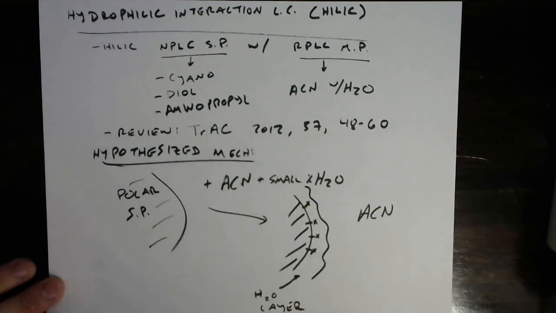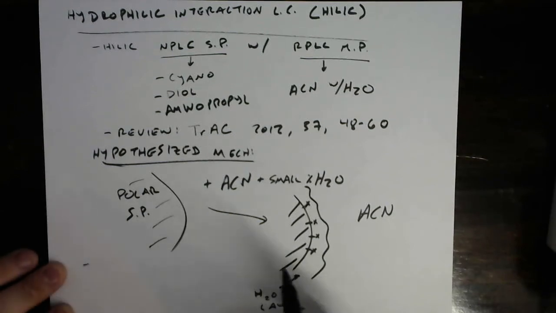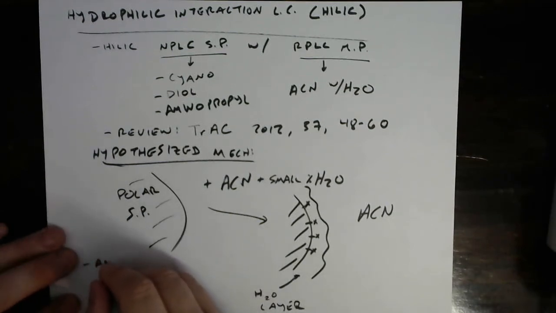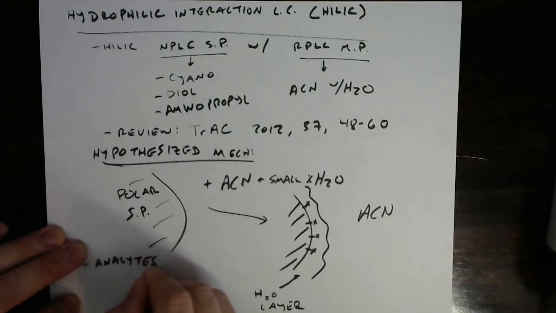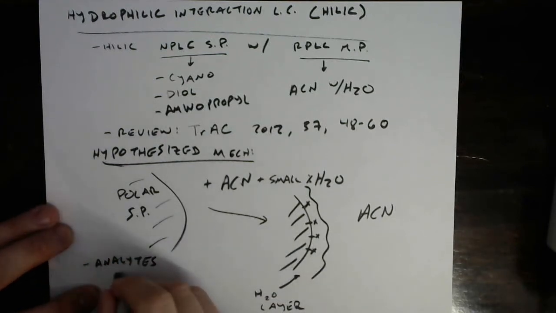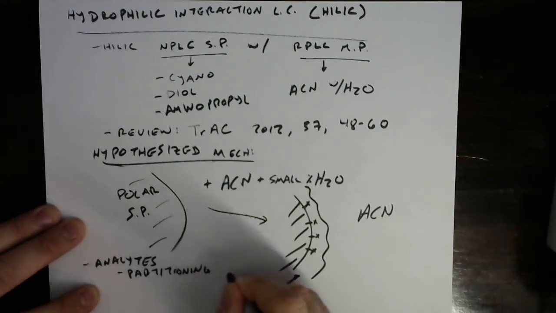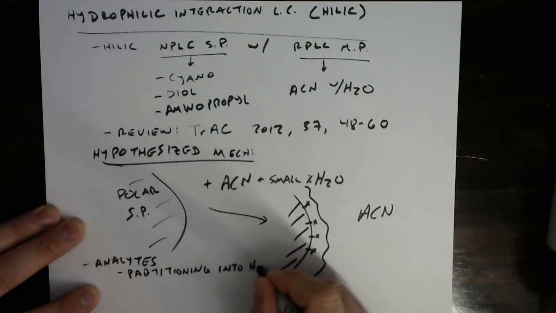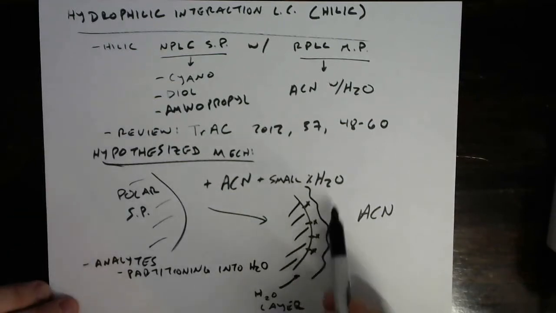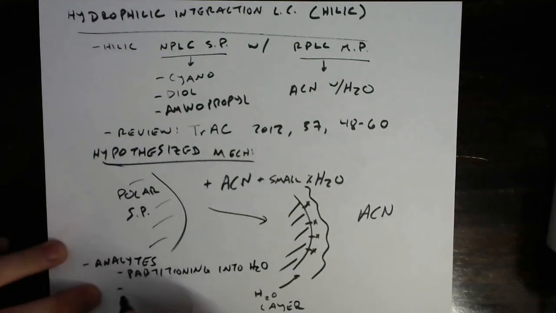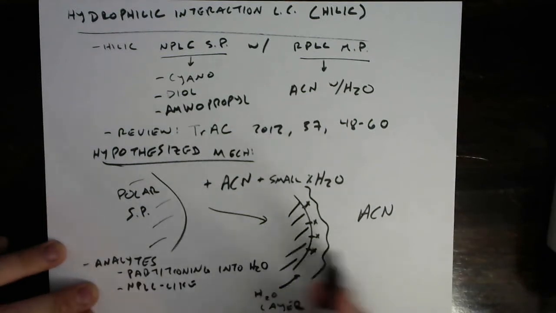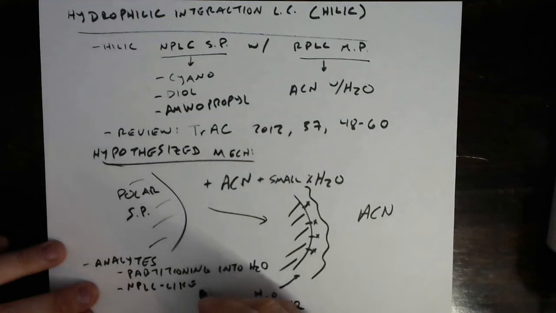Okay, that's the component that talks about composition of the stationary phase. Let's just make a note here that what's happening is that analytes are actually experiencing two things. They are partitioning into the water layer, right, the H2O. They're partitioning into here, but they are also experiencing NPLC-like partitioning or binding.